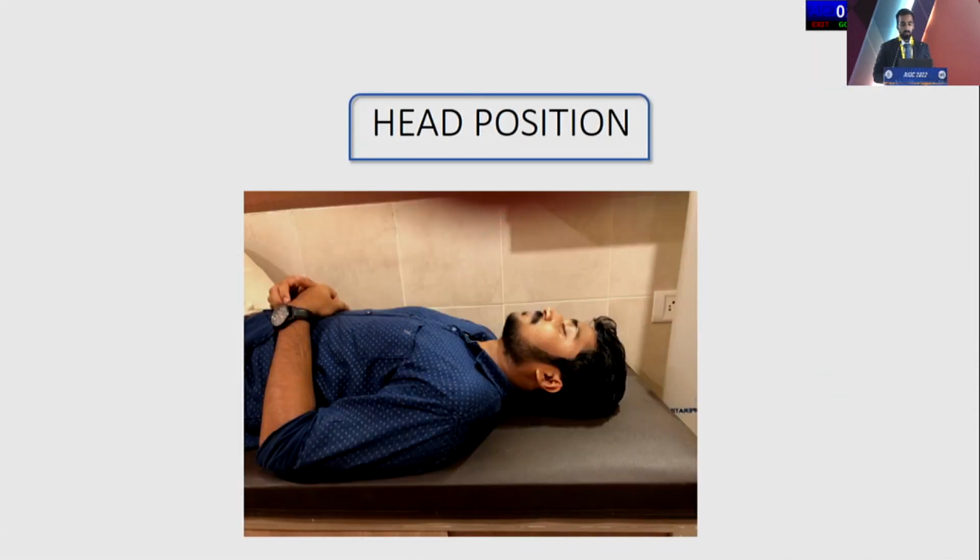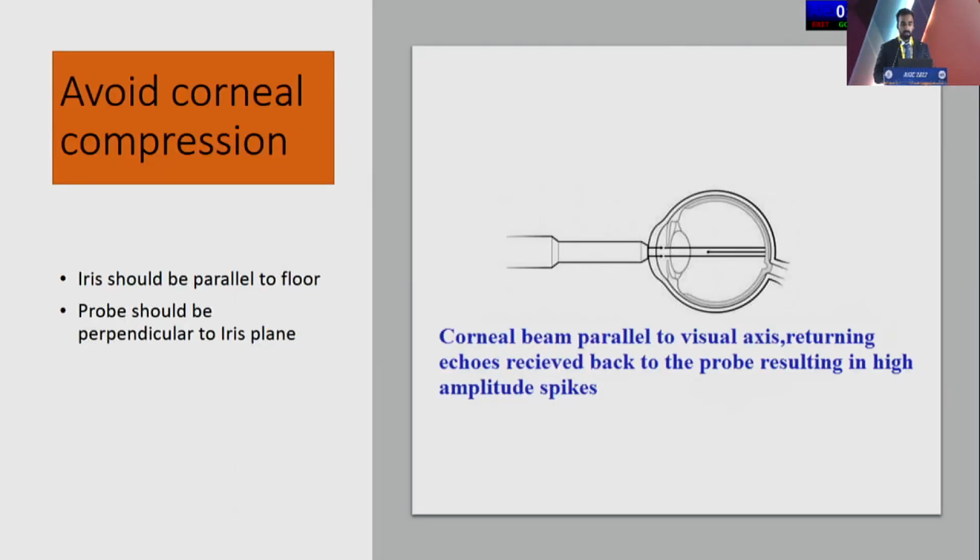So this is the example of a correct head positioning. As we see here, the head is absolutely flat. Iris will be parallel to the floor. And now when you go ahead and place your probe perpendicular to the iris, you will get a good axial length measurement. So as I said earlier, the idea is to avoid corneal compression. The iris has to be parallel to the floor with the probe perpendicular to the plane.